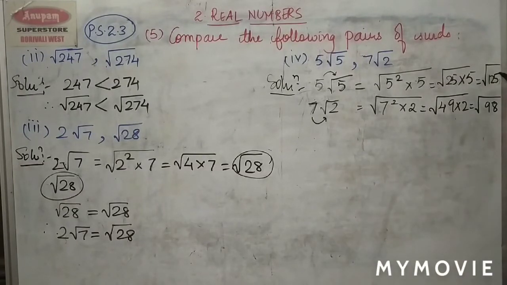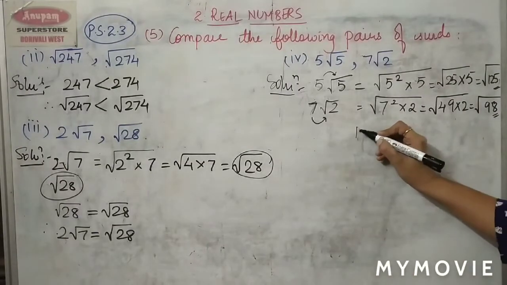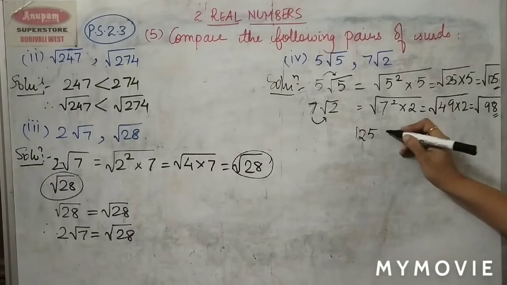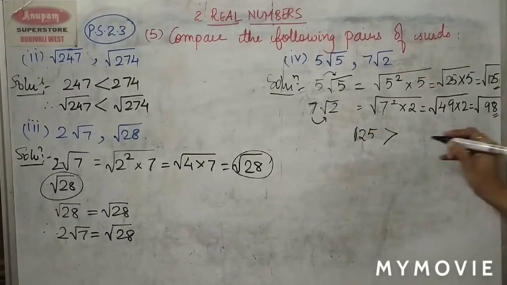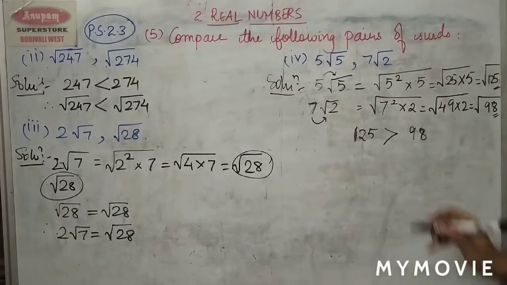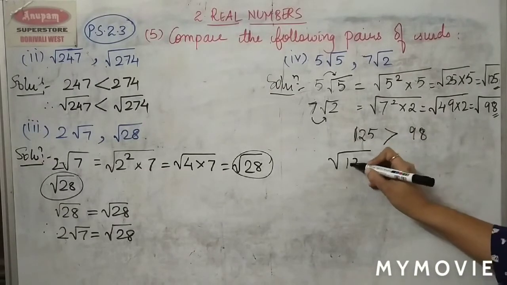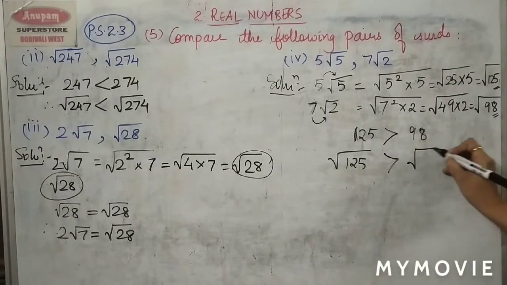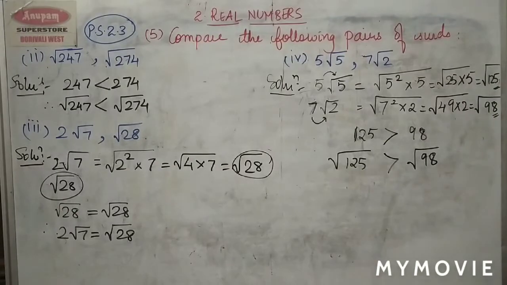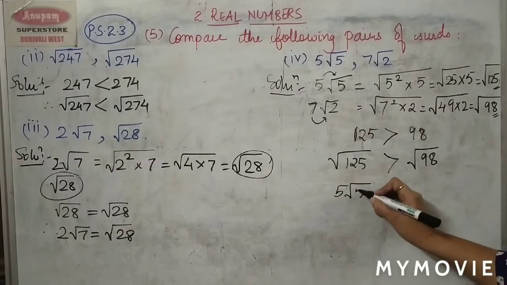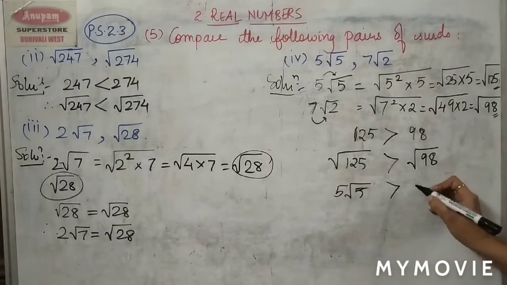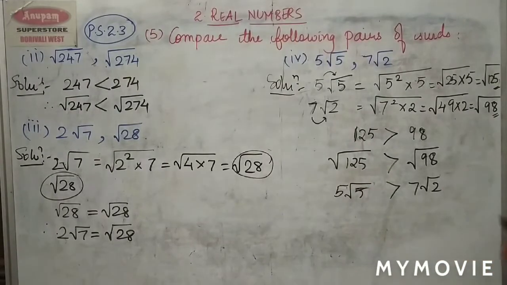Now what you are going to look at is the numbers inside the root sign. So 125 is greater than 98. Therefore, we'll say square root of 125 is greater than square root of 98. But square root of 125 is 5 root 5. So 5 root 5 is greater than 7 root 2.